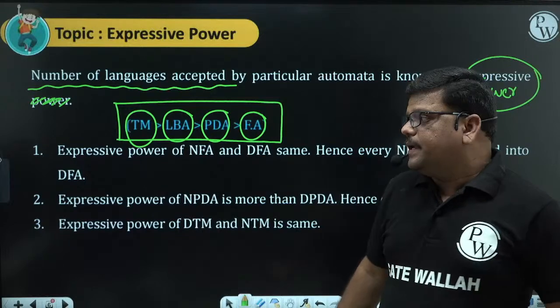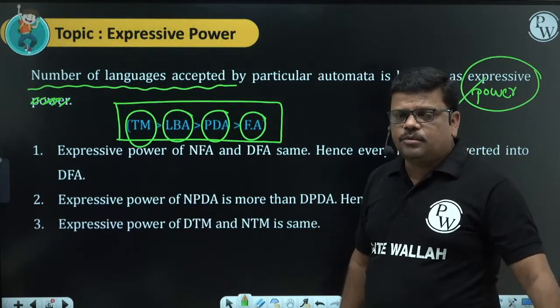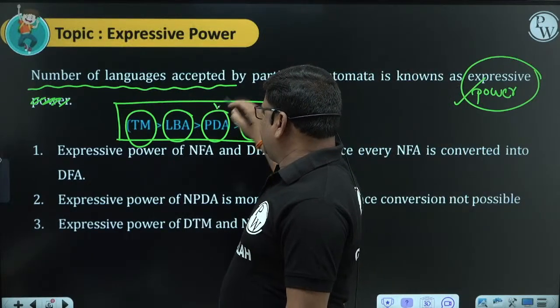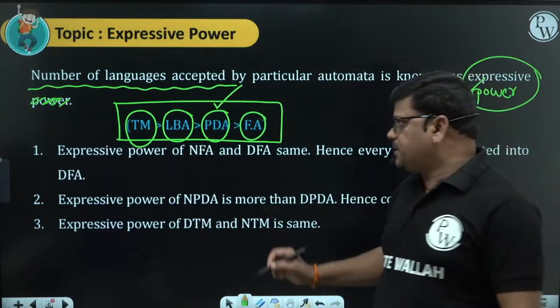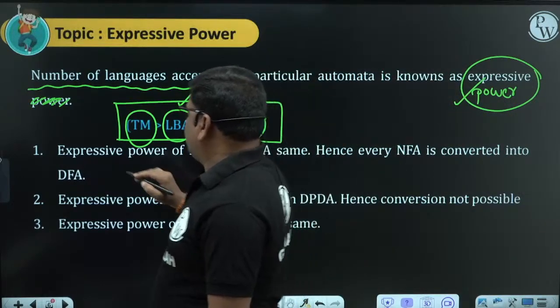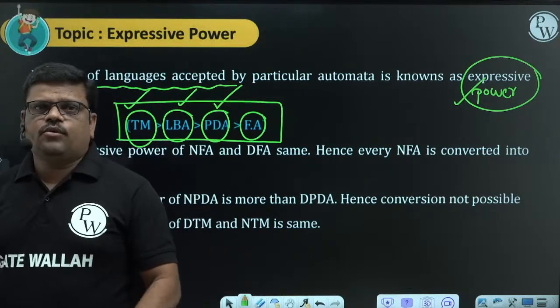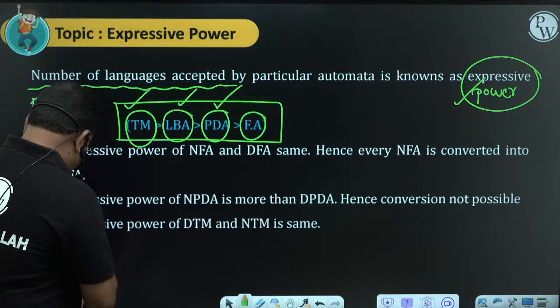That's why, if a language is not possible with finite automata, we'll try with push down automata. Not possible with push down automata, try with LBA. Not possible with LBA, try with Turing machine. This is what goes on in general.